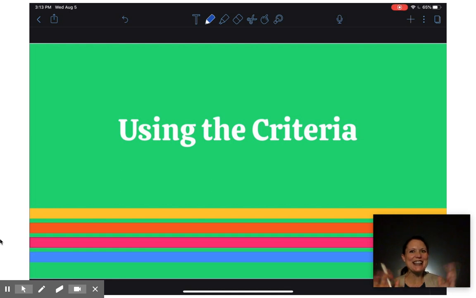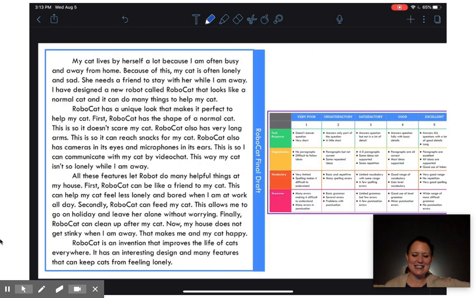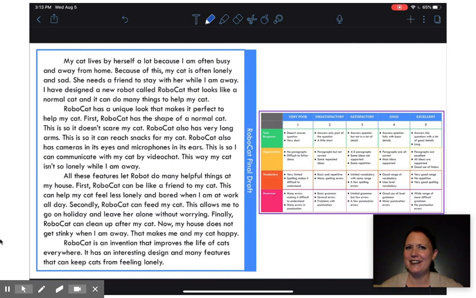So, are you ready to use the writing criteria? I hope so, because here is an example essay. This is a sneak peek at my final draft of my RoboCat essay. In the next lesson, I'll show you how I got here. For today, we're going to use our writing criteria to give this essay a grade.